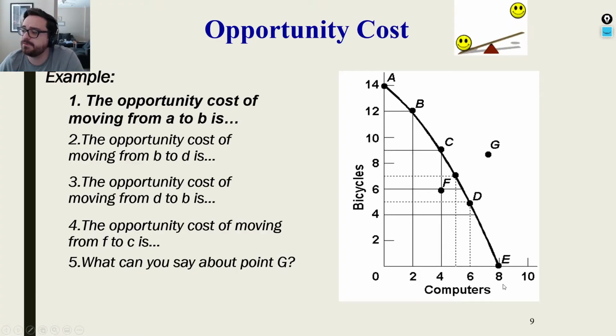production possibilities curve, which has increasing opportunity cost. From A to B, it's 2. From B to C, it's 3. From C to D, it's 4. And from D to E, it's 5.